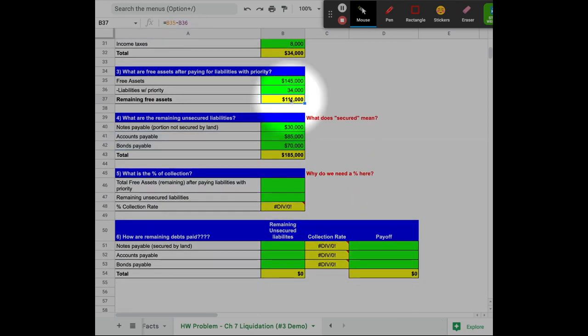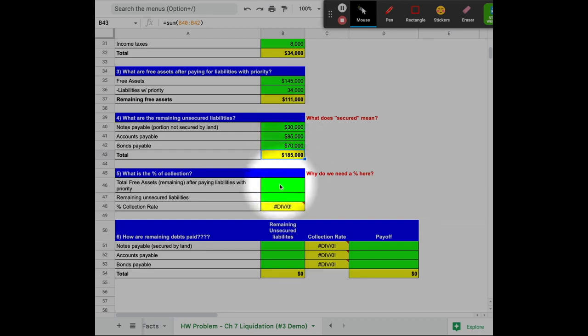So notice here, I have $111,000 of free assets. This is effectively what Walston has to pay back all of its creditors. But look at how much its creditors are due, $185,000. It's not going to have enough money when it sells this and gets access to this $111,000 in cash. It's not going to have enough to pay back all of the creditors. So we have to figure out a process to fairly distribute funding to the remaining creditors.